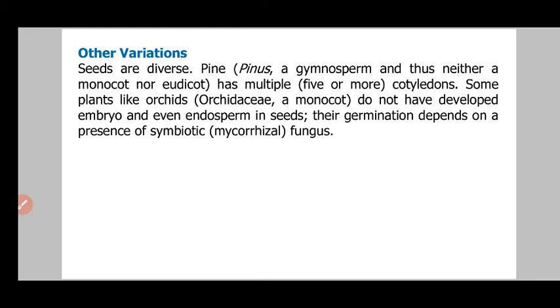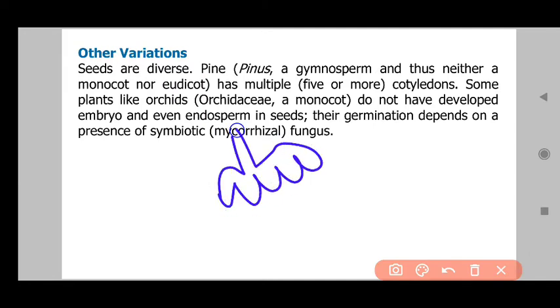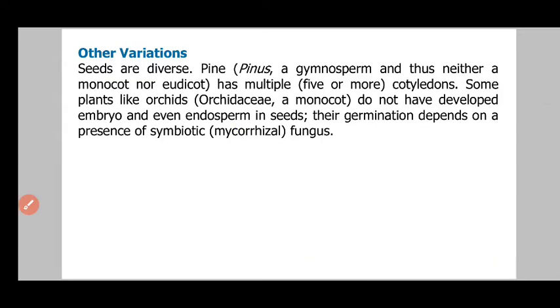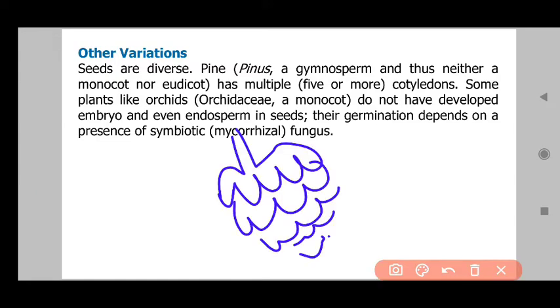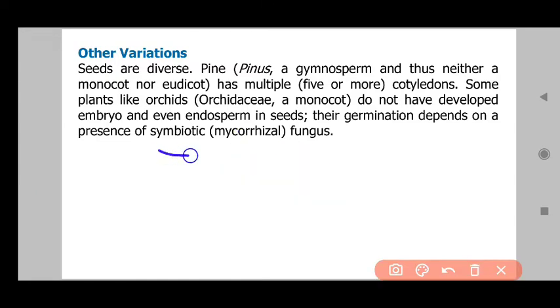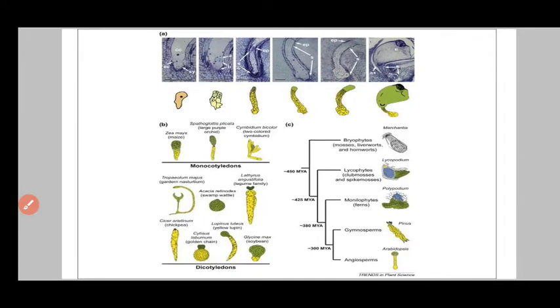Pinus, if you see the seeds, you will see this type of structure, because the seed stays inside. And some plants like orchid, that is Orchidaceae, is a monocot but does not develop an embryo and even endosperm in the seed, and their germination depends upon the presence of symbiotic mycorrhiza fungus. In case of orchid, the presence of mycorrhiza fungus will help germination of your Orchidaceae family species.